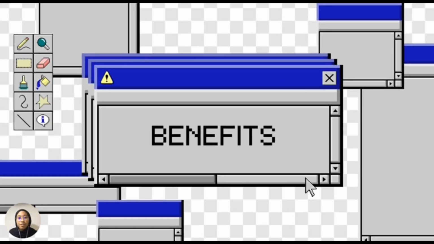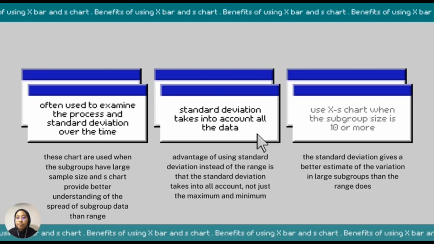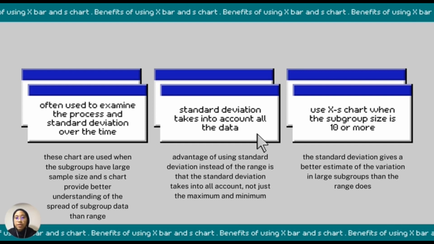Okay, hi. I will talk about the benefits of using X bar and S charts. The first benefit is that the X bar and S charts are often used to examine the process mean and standard deviation over time. These charts are used when the subgroups have a large sample size, and the S chart provides a better understanding of the spread of subgroup data than the range. The second benefit is that standard deviation takes into account all the data. The advantage of using standard deviation instead of the range is that it takes all the data into account, not just the maximum and the minimum.